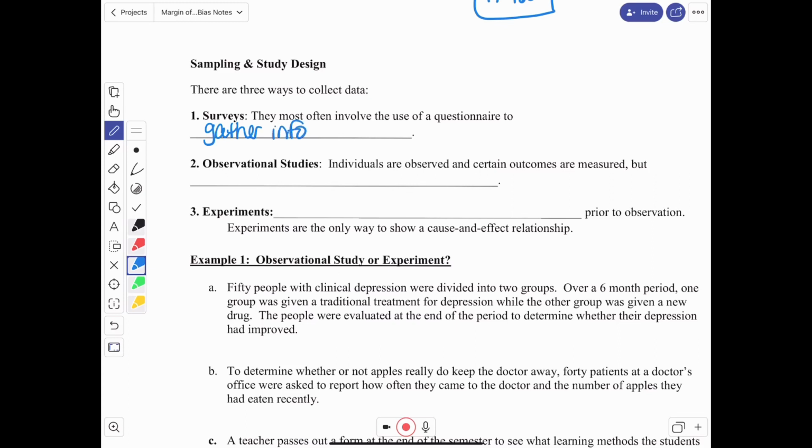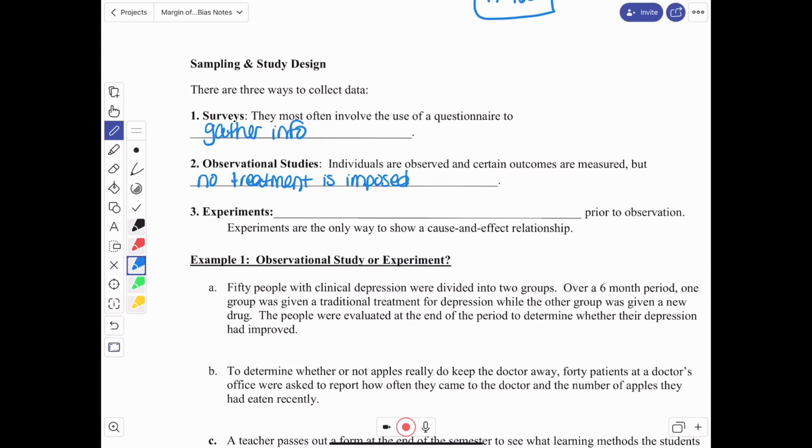All right, observational studies. Individuals are observed and certain outcomes are measured, but no treatment is imposed. So people are just observing what's going on. Okay, so surveys would be like they're getting your opinion about something. Observational studies, they're just watching what's going on. They're not asking your opinion. They're just kind of watching what's going on.